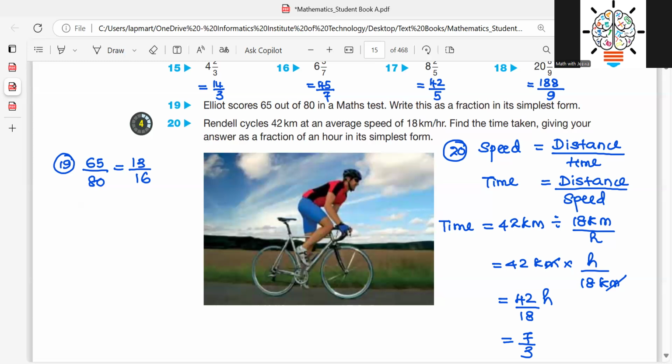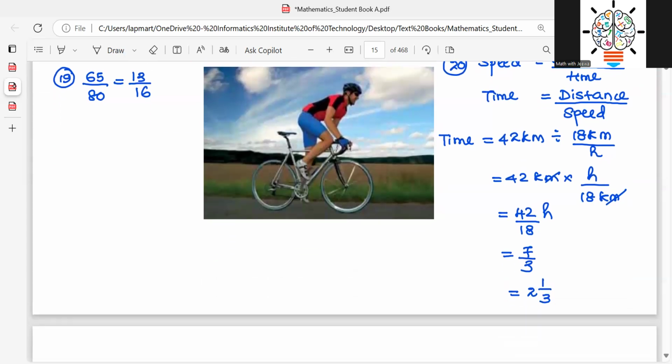Then kilometer and kilometer you can cancel. Now you have 14 out of 18. So then the 14 and 18 you can divide by 6. 6 times 7, 42. Sorry that I told it wrong. So 42 out of 18, not 14. 42 out of 18. So then I divide this by 6. 6 times 7, 42, and 6 times 3, 18. So then the final answer will be 2 and 1 over 3. I converted the improper fraction into a mixed number.